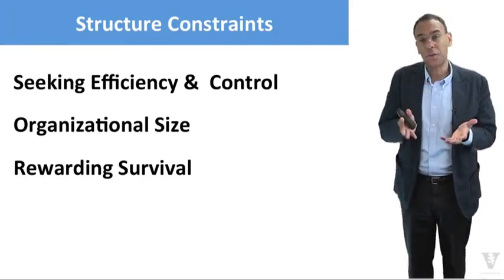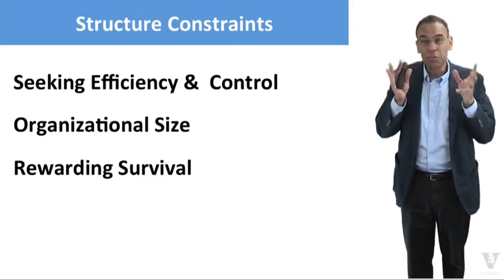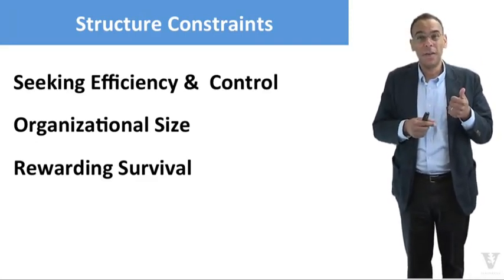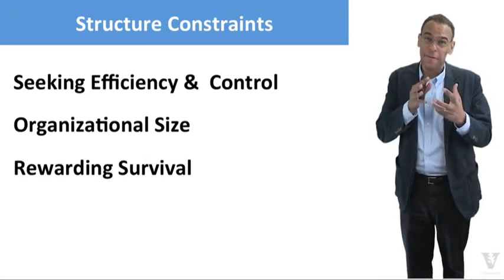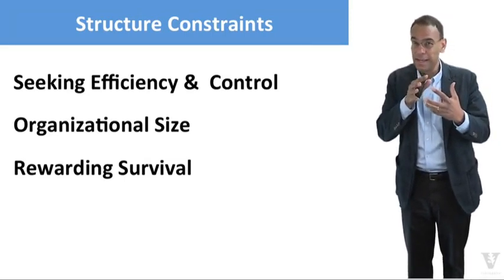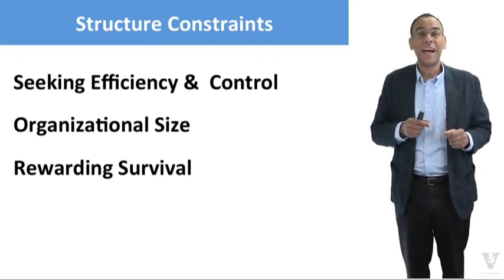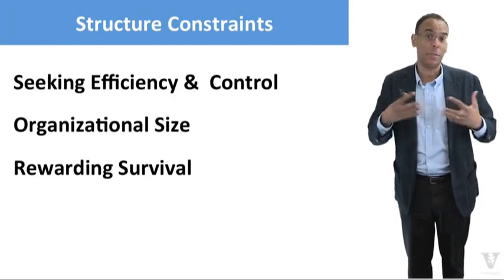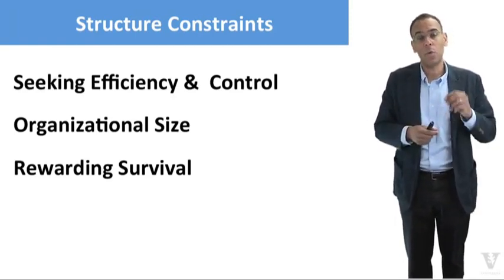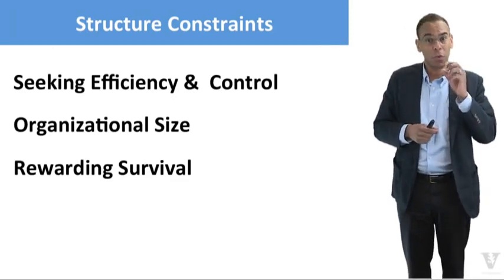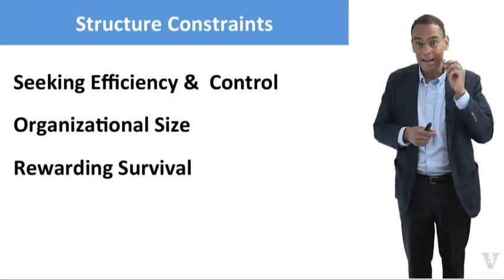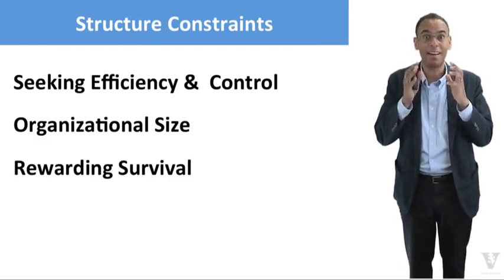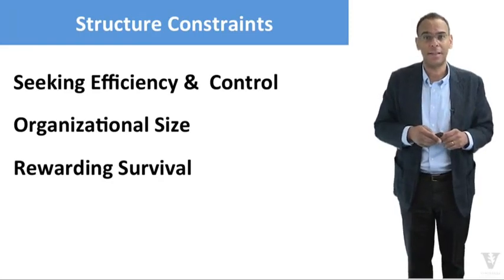So what I want to do is put these structural constraints into a set of three rough subcategories. The first is about seeking efficiency and control. A lot of what structure is around is efficiency and control, as I talked about at the beginning of this set of lectures. Then organizational size: we have to have structure in order to grow, in order to have control while we have large size, and there are implications there. And then we're going to talk about rewarding survival. In some organizations, what's rewarded is surviving and not taking experiments, not trying things or making the world a better place. It really is just, okay, did I survive? Have I not made a mistake? So let's go into these in a little more detail.